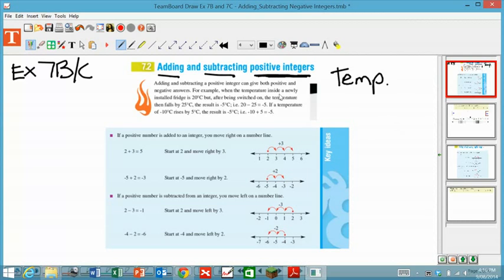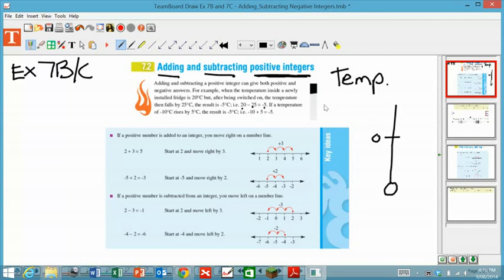So for example, when the temperature inside a newly installed fridge is 20 degrees, but after being switched on, the temperature then falls by 25 degrees, the result is -5. So you've got 20 minus the 25, which will take you to -5 degrees. So if you think of that in terms of temperature, okay, there's our temperature gauge. A little bulb down the bottom there.